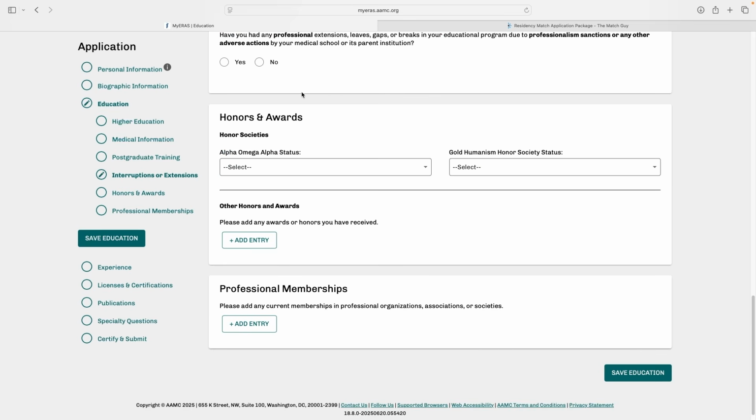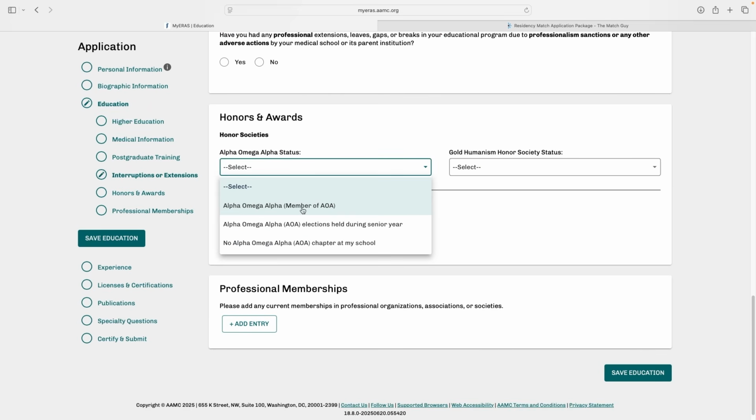Now let's move on to the honors and awards section, and we'll start with the Alpha Omega Alpha. If you remember, you can pick this one here. If it exists in your school, but due to timing issue, because sometimes the elections happen when you're senior year and you still did not know by the time. So due to timing issues, you don't know if you're going to be a member or not. You can pick this one.